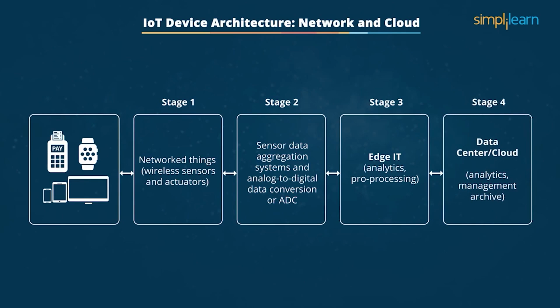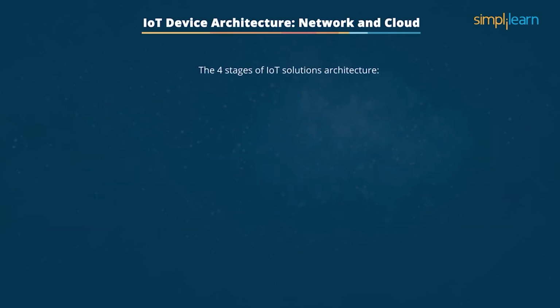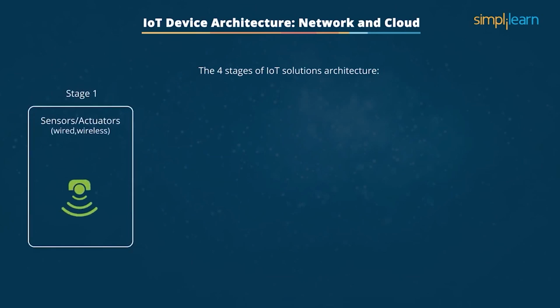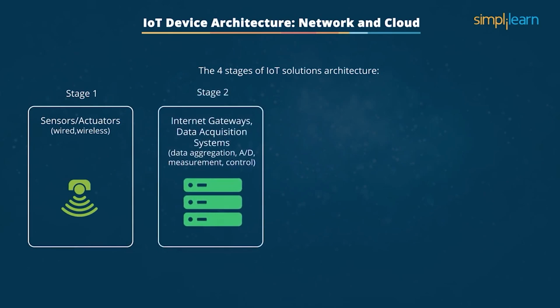As these stages are evolving, the devices, the network, and the cloud application must be leveled equally in the ecosystem for better stability and security. The IoT architecture is a combination of things, devices, platform, and sensors with data. Stage 1 of an IoT architecture consists of networked things, typically wireless sensors and actuators. Stage 2 has internet gateways and data acquisition systems that include sensor data aggregation systems and analog to digital conversion.